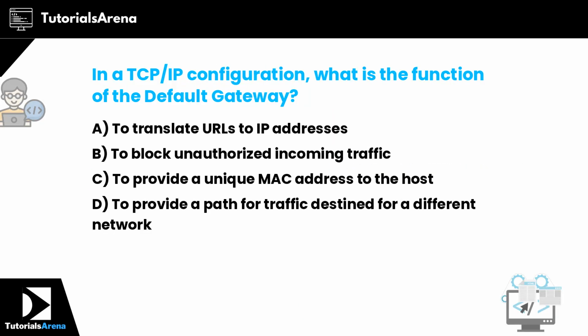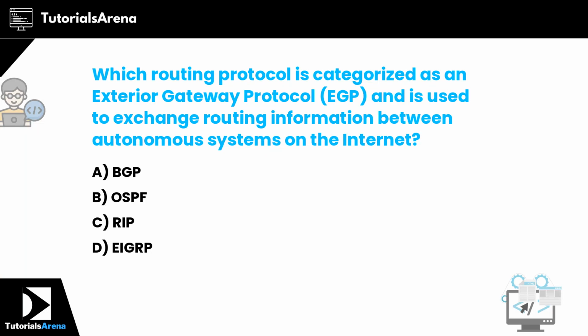In a TCP/IP configuration, what is the function of the default gateway? The correct answer is option D, to provide a path for traffic destined for a different network. Which routing protocol is categorized as an exterior gateway protocol, EGP, and is used to exchange routing information between autonomous systems on the Internet? The correct answer is option A, BGP.